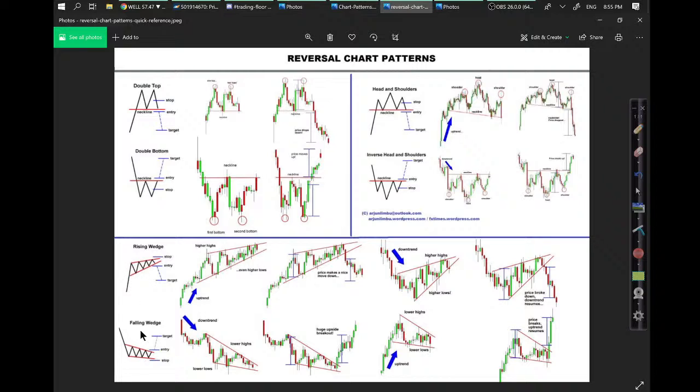Now, other ones that I like: rising wedges and falling wedges. Contrary to popular belief, these are actually inverse to what they seem. A rising wedge is actually a bearish position, unless, so there's a difference here, the wedge has a pole associated with it, then it's bearish.